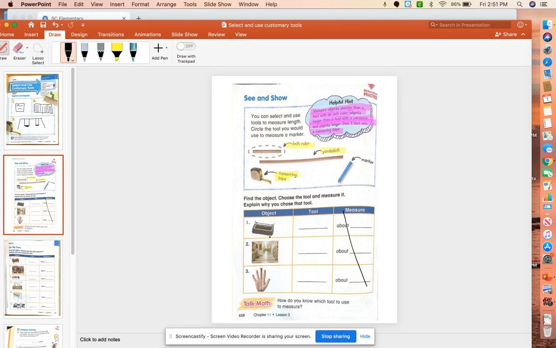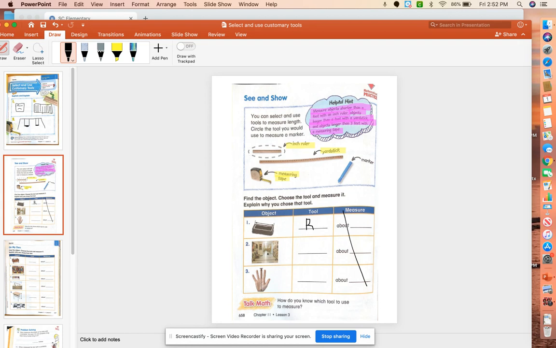Okay? So on number one, those are our dry erase board markers. So what do you think you would use to measure one of our erasers in our classroom? If you said an inch ruler, you are right. So we are going to put an R here for ruler. We're going to make it super simple so we don't have to take forever to write it either. So write it with me. You would use a ruler or an inch ruler.